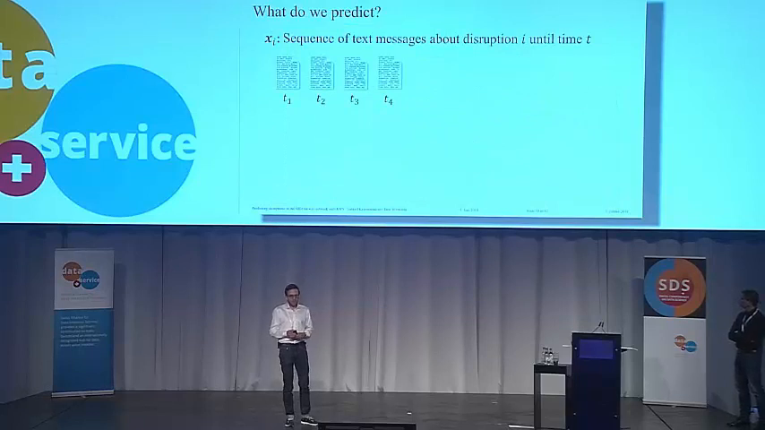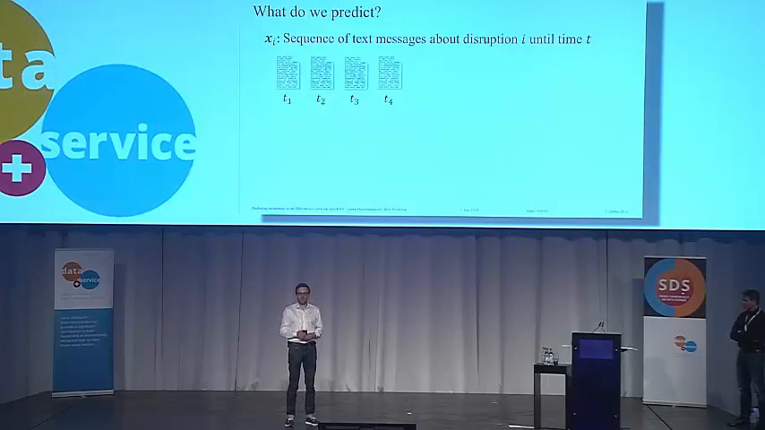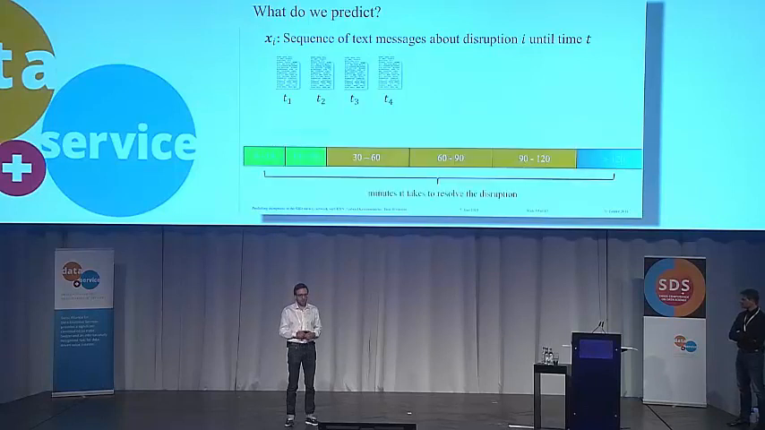So as you've seen, and as we've said a lot, we have this sequence of text messages. It's not just one text document that describes the disruption, but over time, more and more messages are entered. We would like to look at this sequence of messages until some time point t, and at that time point, given all the messages we've seen so far, predict the delay. So we have this sequence classification problem, and we also discretize the output into classes.